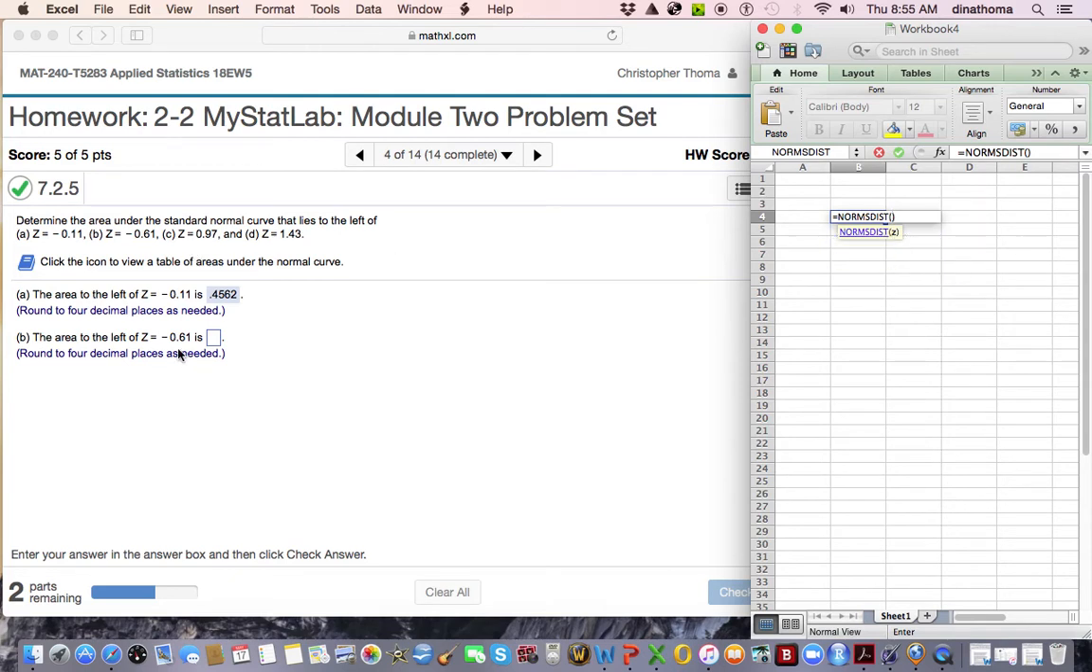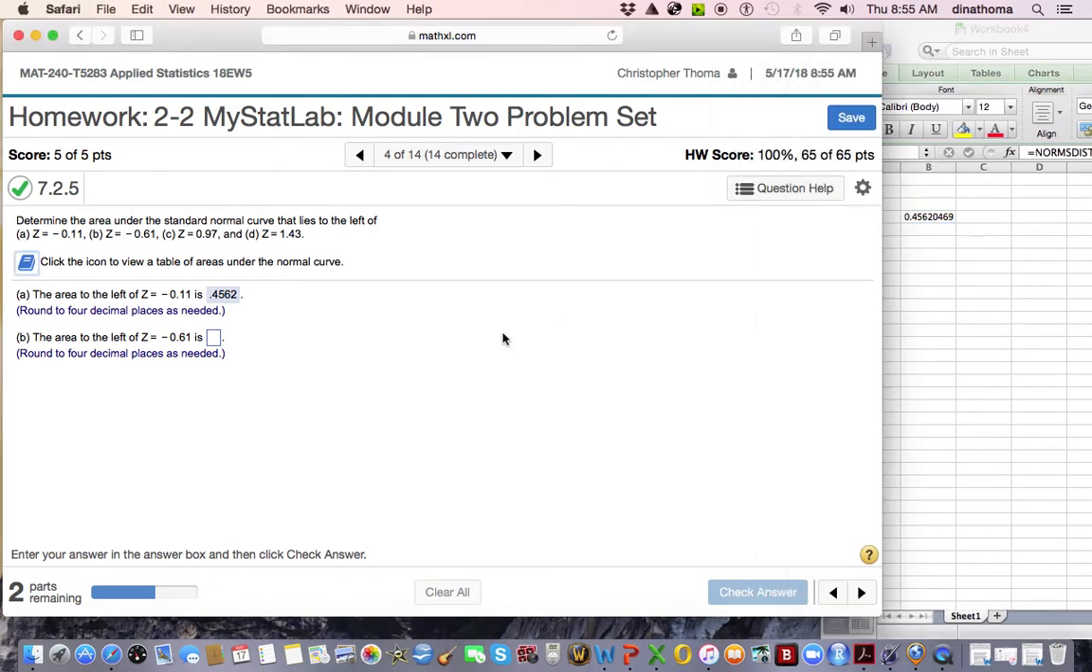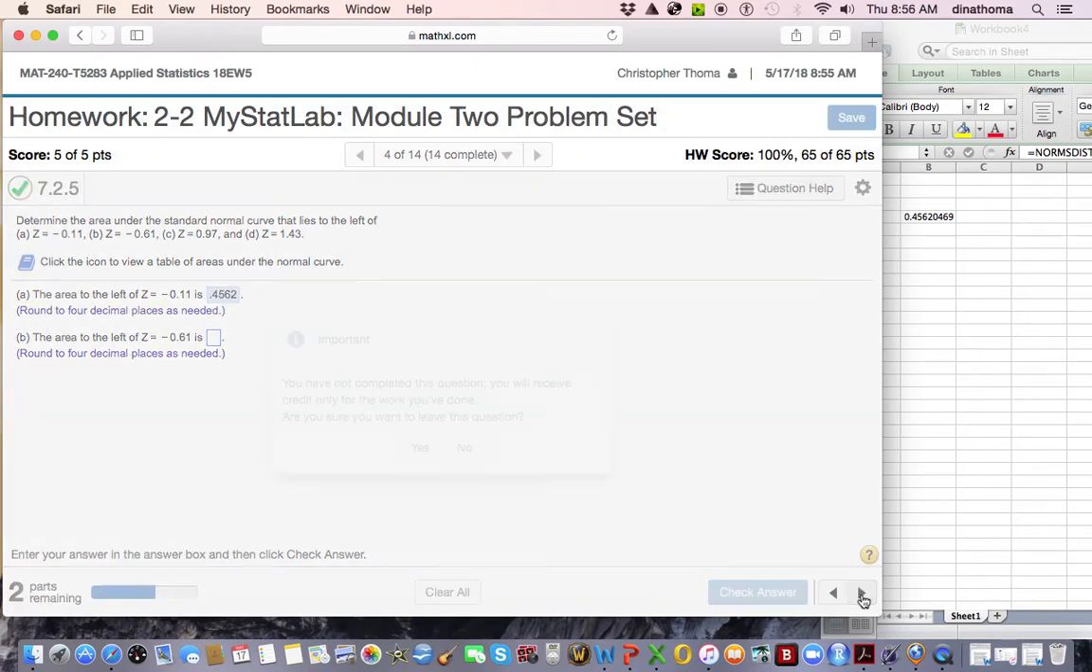So we'll do the first question here so we can see it's the same answer. And I just put in minus 0.11. You don't have to put in the 0, but if you like to, I'll put it in just so you can see that I typed exactly what it says. Minus 0.011. Enter. 0.4562. Same answer. So that's how you use technology, Excel, or you can use the table. All right. So I'll go to my next question.